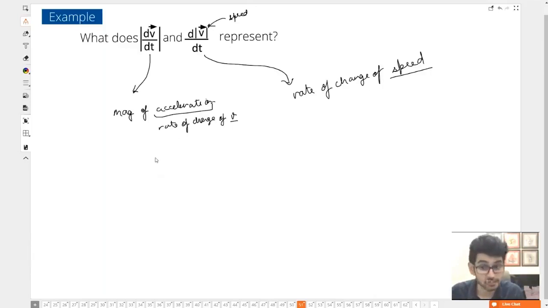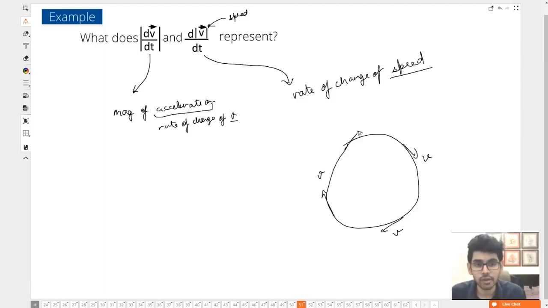For example, constant speed in a circle. The velocity vector is changing, so there is a rate of change of velocity. That means there is some acceleration. But is there a rate of change of speed? No, speed is not changing. The speedometer reading is not changing. So again, you can always visualize.